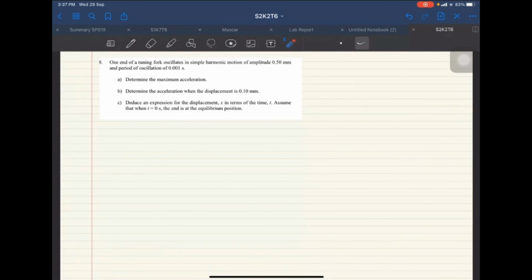Sekarang ni dia kasih ayat pak. Dia kata simple harmonic motion, amplitude. Okay, yang ni kita maybe boleh pakai as a unit kot. So that tak pakai pun boleh, tak masalah. Ni kalau kita pakai lah, saya tunjuk kalau pakai. Period of oscillation is t equals to 0.001 second. Determine the maximum acceleration.